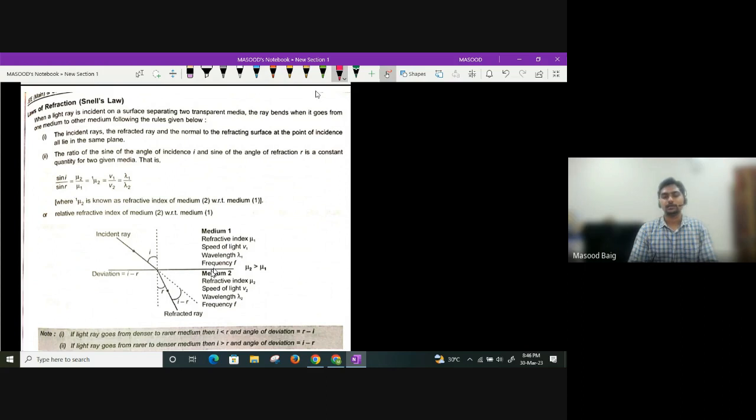So when can I say the bending of light is refraction, and when can I say bending of light is diffraction? If bending of light is taking place at an interface separating two transparent media, then I will call it refraction. And if bending of light is taking place at edges, at openings, then it will be considered as diffraction, guys. Bending of light at an interface, at a junction separating two different media, is refraction. Bending of light at edges or at openings, that will be your diffraction, guys.